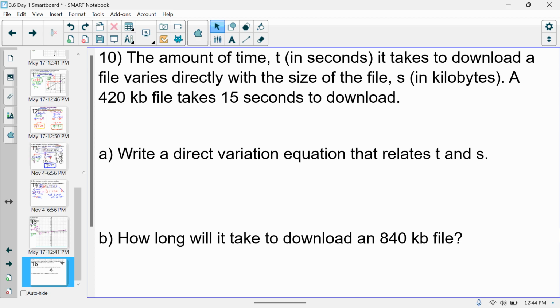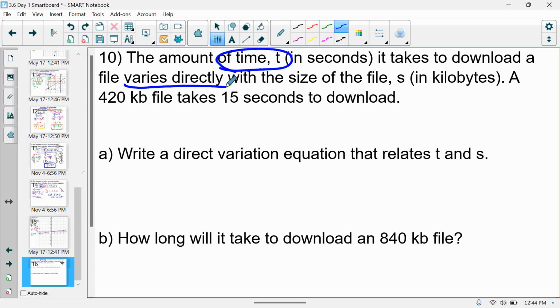The amount of time, t in seconds, it takes to download a file varies directly with the size of the file, s, in kilobytes. We're going to stop right there for a second. Let's read that one more time. The amount of time, I want you to circle that, it takes to download a file varies directly, I want you to underline that, with the size of the file.